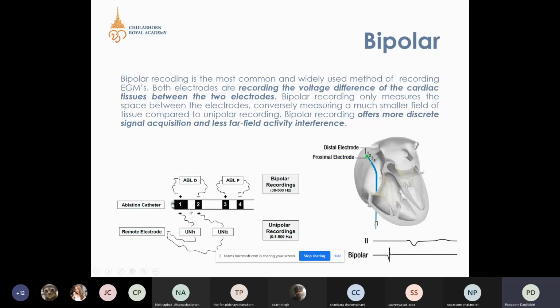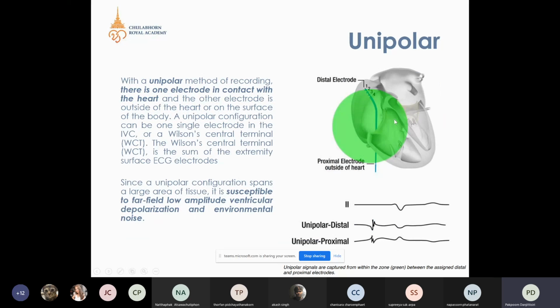So the area of recording is very small, so that is showing you just like the green point here, not similar to the unipolar, which covers large spans of the cardiac tissue.